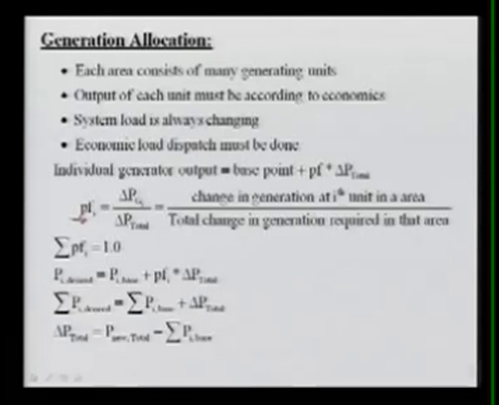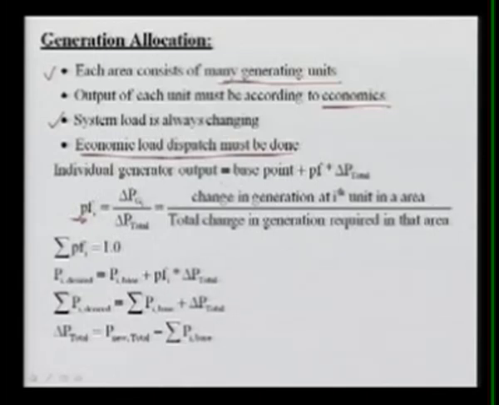Each area consists of many generating units, and the output of each unit must be according to economics. We have to set the units so that the cheap units generate at full loading, and the expensive generators come later, because we always have to generate electricity at the minimum cost. We also know that the system load is always changing, so the loading should keep on tracking that. So economic load dispatch must be done to meet the load demand in an economic way.